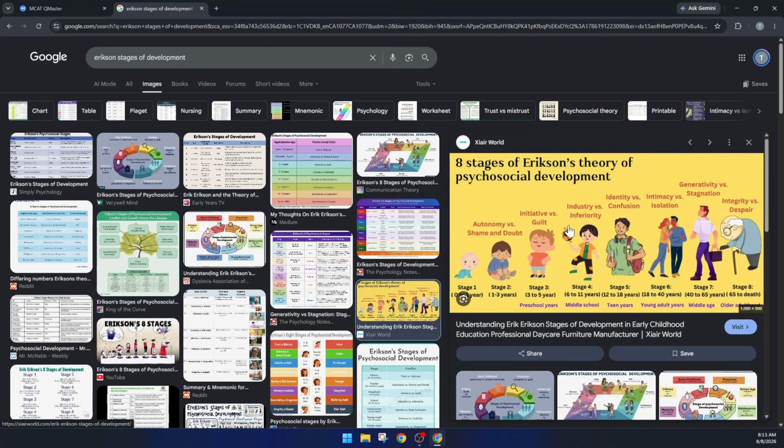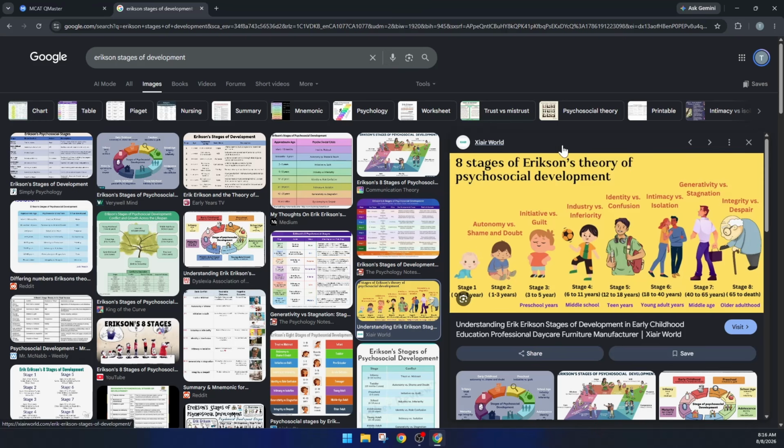That will help you. You want to memorize, for example, stage 3 is initiative versus guilt. You don't have to remember this preschool, middle school, teenage years. You just need to know the stage number, the years of age, and also this up here. So industry versus inferiority. The conflict between industry and inferiority happens at stage 4, 6 to 11 years.